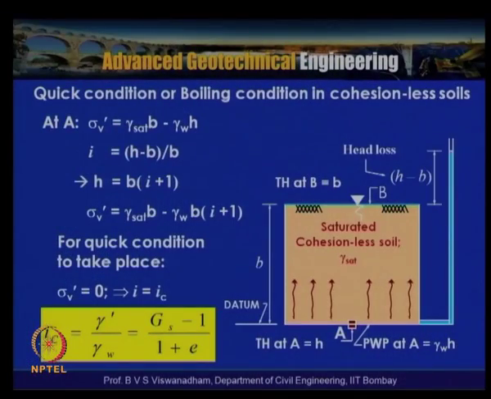So, for quick condition to take place, sigma v dash has to be 0, that means i tends to become ic. With that, ic is equal to gamma dash by gamma w, which is nothing but Gs minus 1 by 1 plus e, or Gs minus 1 by specific volume, where 1 plus e is indicated as specific volume. So, ic is equal to gamma dash by gamma w, which is Gs minus 1 by 1 plus e.